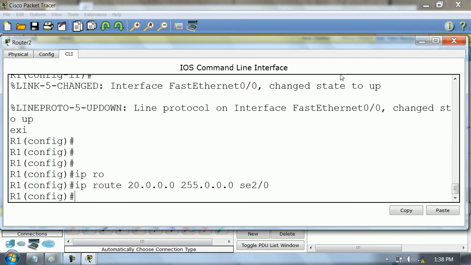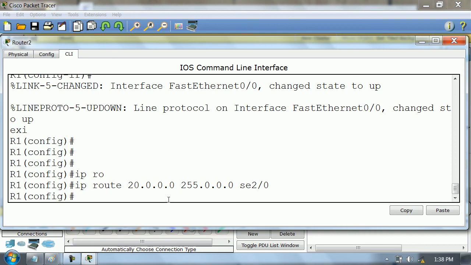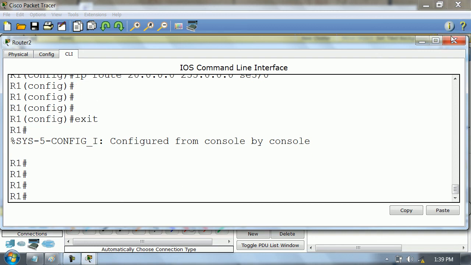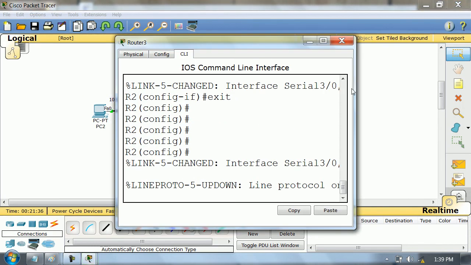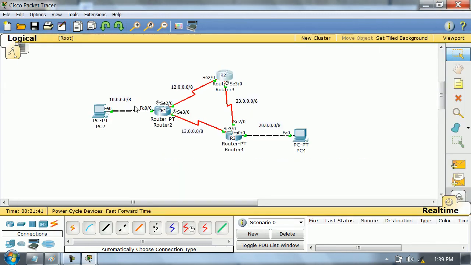You can see here the interface number is serial 2 slash and the other interface is serial 3 slash 0. Fine. Next will be 3 slash. Why will it change? We are defining the route for the same network. Fine. Any problem? Now we will move on to R2. How many routes do we have to define? 2. One for the 10s network, other for the 20s network.